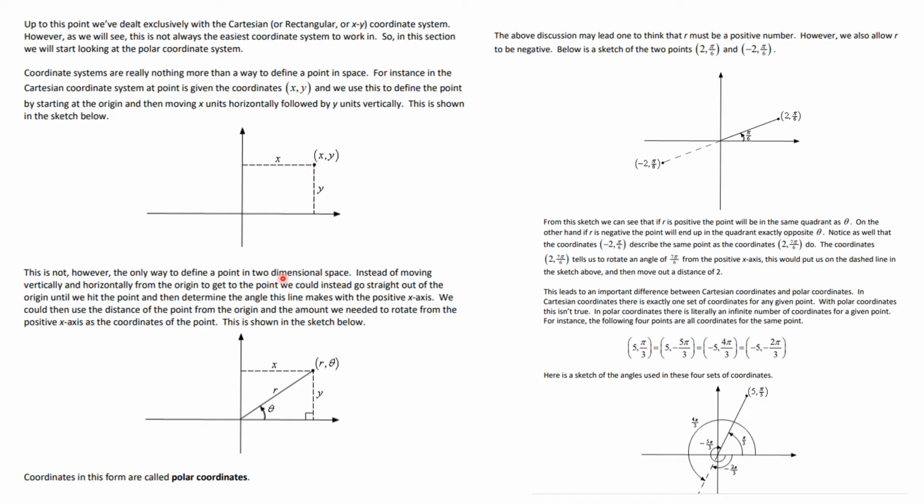But that's not the only way to define a point in 2-dimensional space. Instead of moving vertically and horizontally from the origin to get to the point, we could instead go straight out from the origin until we hit the point, like this. And then determine the angle that this line makes with the positive x-axis. We could then use the distance of the point from the origin and the amount we needed to rotate the positive x-axis as the coordinates of the point. So the same point, you can see this is the x, y, and this is intended to represent the same point, is now represented by r, theta. Coordinates in this form are called polar coordinates.